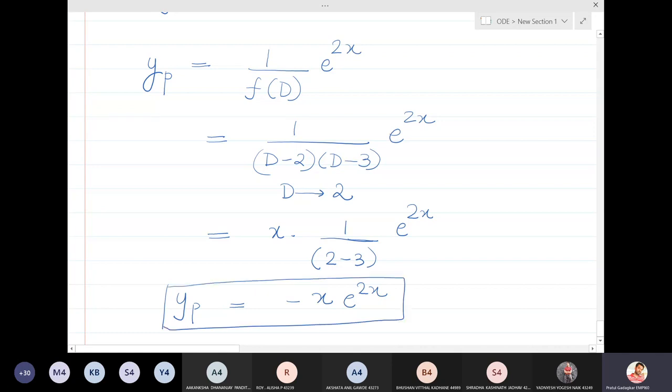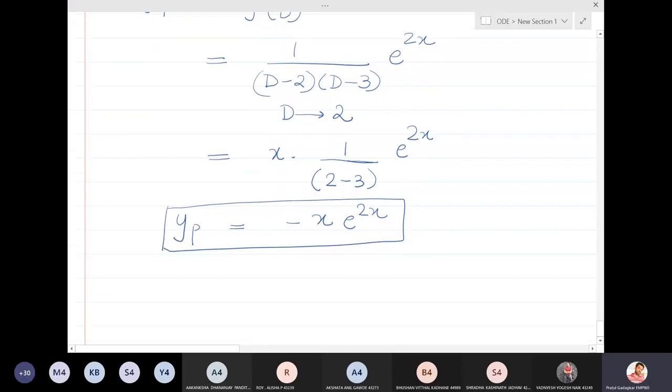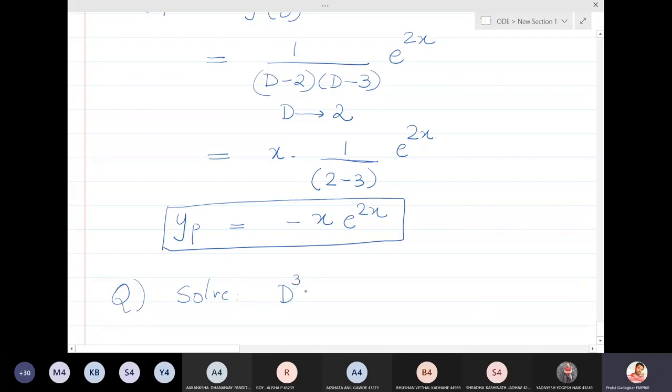Let us do one more problem. Solve (D cube minus 7D square plus 6) y equal to e raised to x.